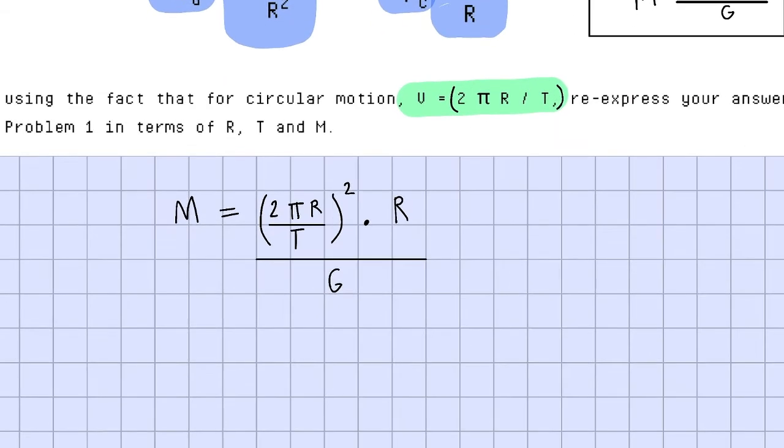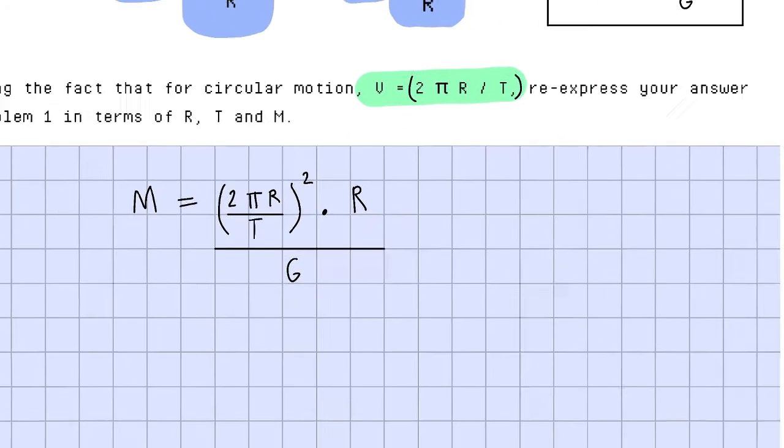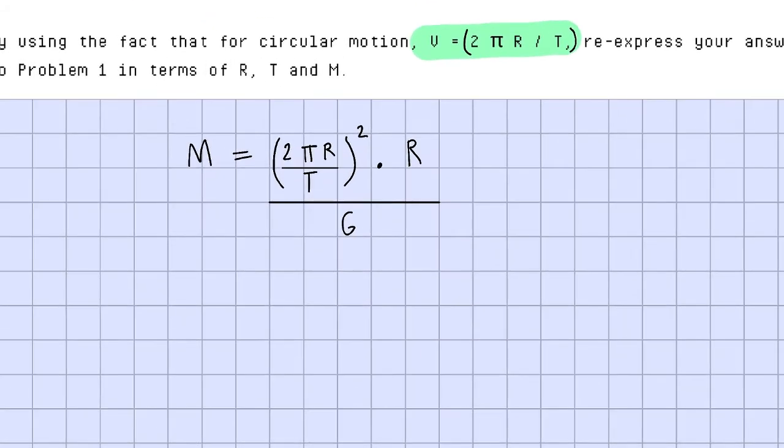All right, so now we need to simplify this. And it says to re-express your answer in terms of r, T, and G. So to simplify this, it's a little weird when you're squaring a fraction, but the square is going to go to every single thing that's in the fraction.